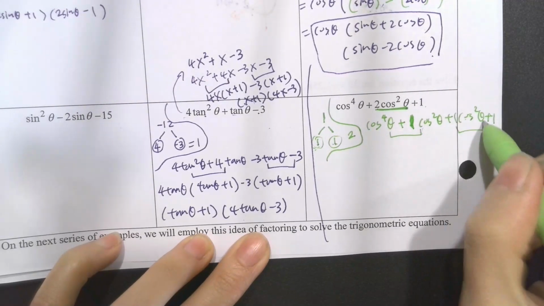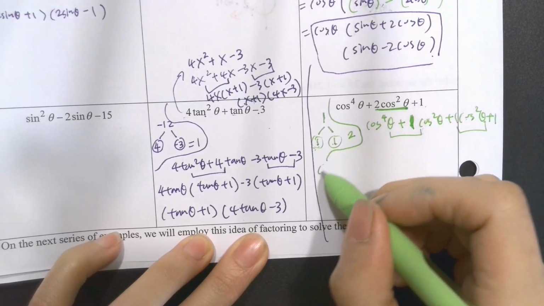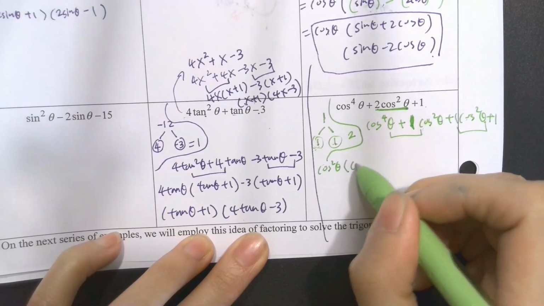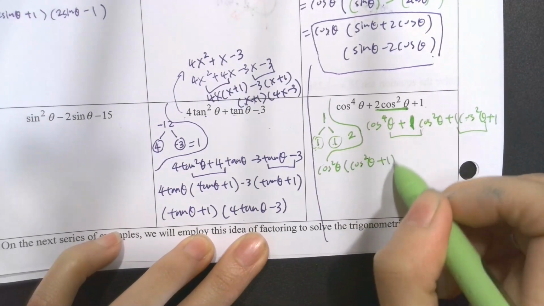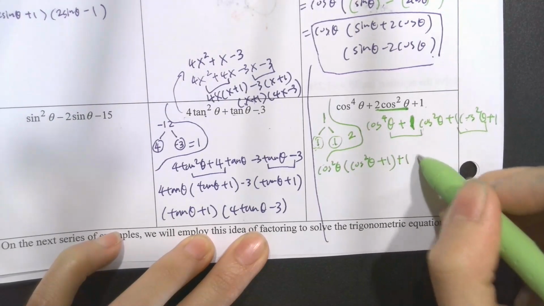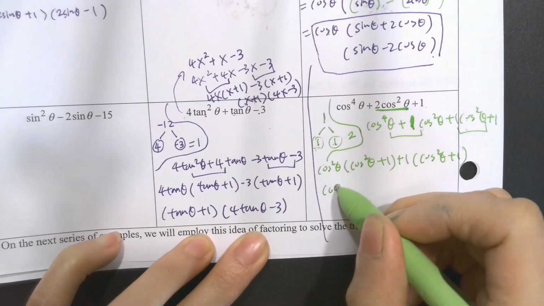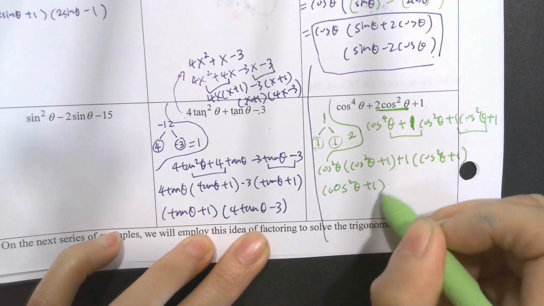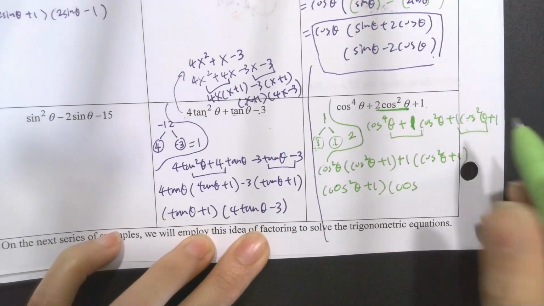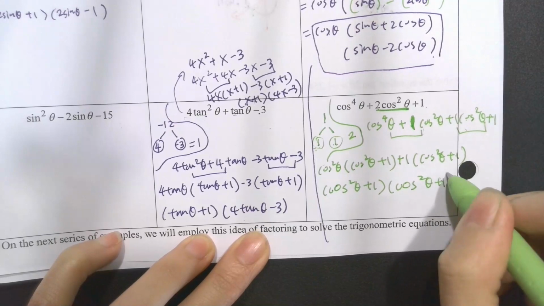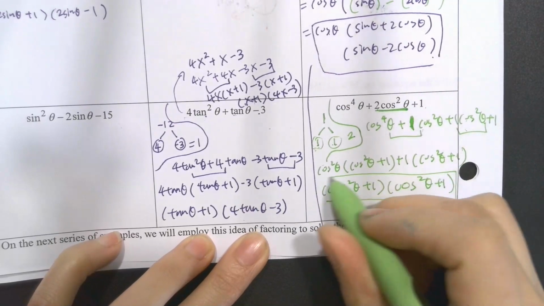Factor 2 at a time. Greatest common factor of the first group is cosine squared theta, leaving cosine squared theta plus 1. These two, greatest common factor 1, cosine squared theta plus 1. I get cosine squared theta plus 1, squared, as my complete factors.